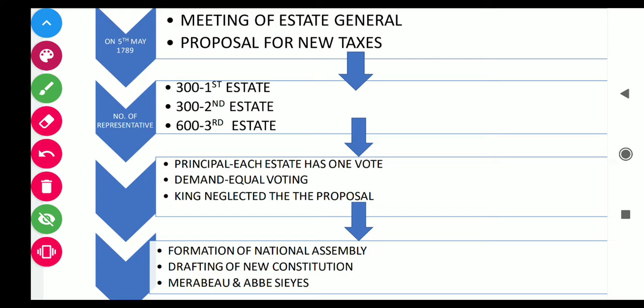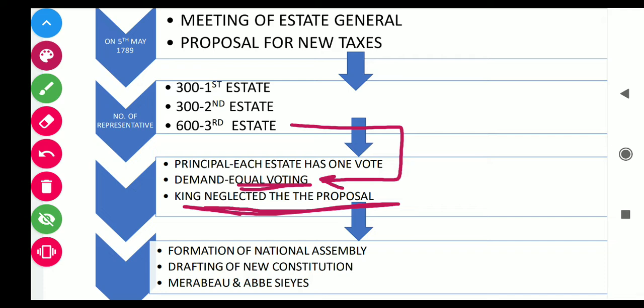Now, according to the principle of the monarchy, each estate had one vote. It means the first estate has one vote, the second estate has one vote, and the third estate has one vote. But as the third estate had 600 members, double that of each of the first and second estates, they had greater representation in the Estates General. So they did not agree to this principle and demanded one vote for each member. But Louis XVI rejected this proposal, and as a result, all the representatives of the third estate walked out of the assembly in protest.